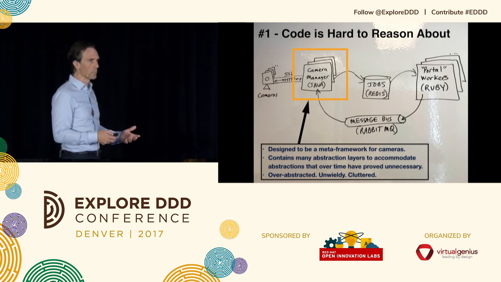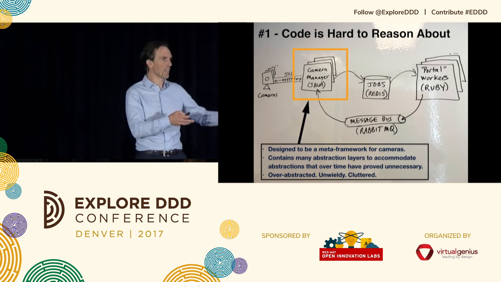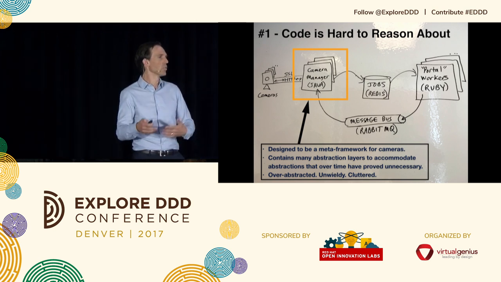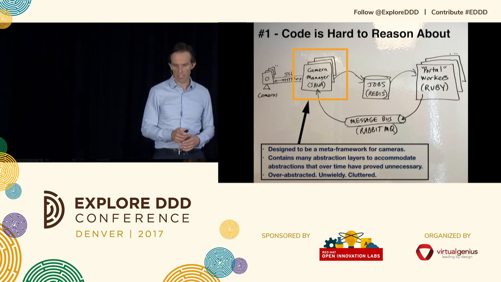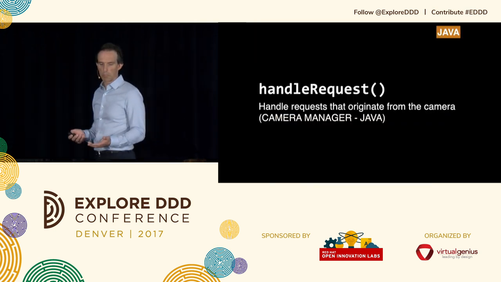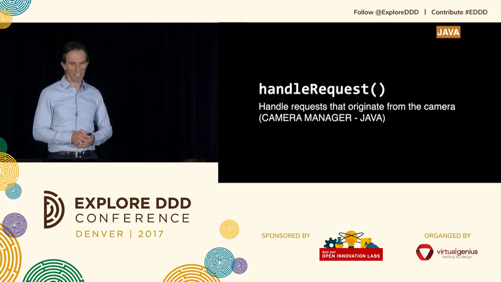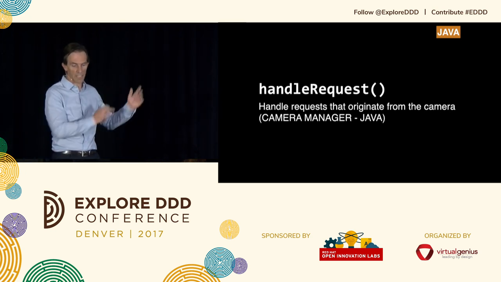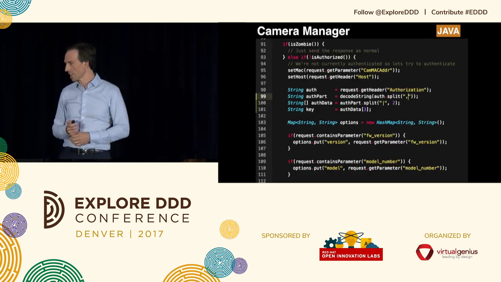So it's that familiar thing, right, of you inherit code that, for whatever reason, accidents of history, is more than it needs to be, and it has some warts, and that's the situation we had. So here's an example on the Java side. This is a method that handles requests that originate from the camera. This is the Java side, the left side of that diagram. And let's just highlight a few things here.